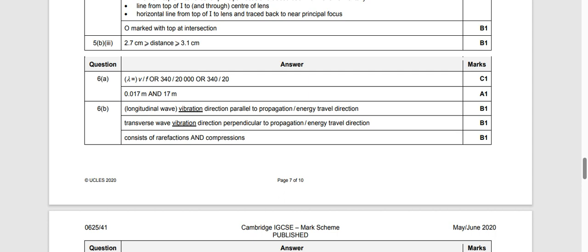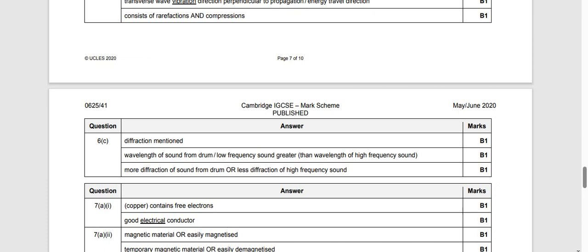And simply go to the next part, where diffraction is mentioned. You have to mention the point that over here the diffraction is happening. The sound from the drum is low frequency and has higher wavelength. The diffraction is more in this, whereas in the other instruments diffraction is less. So this is what the reason is, right?